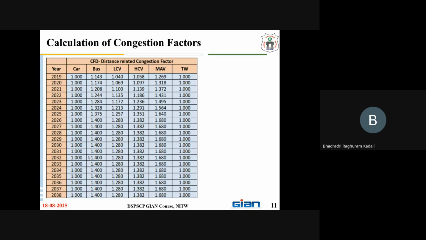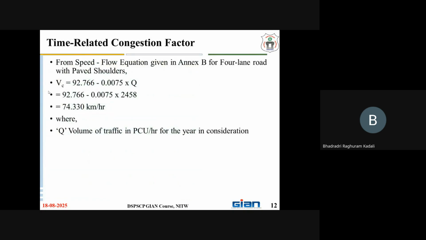The same way we have the time related congestion factors, this is the formula we have. Generally the VC, that is the time related congestion factor, is derived from the speed flow relation: 92.76 minus 0.0075 into Q. Q is your volume, which needs to be multiplied, and then you will get 74.33.